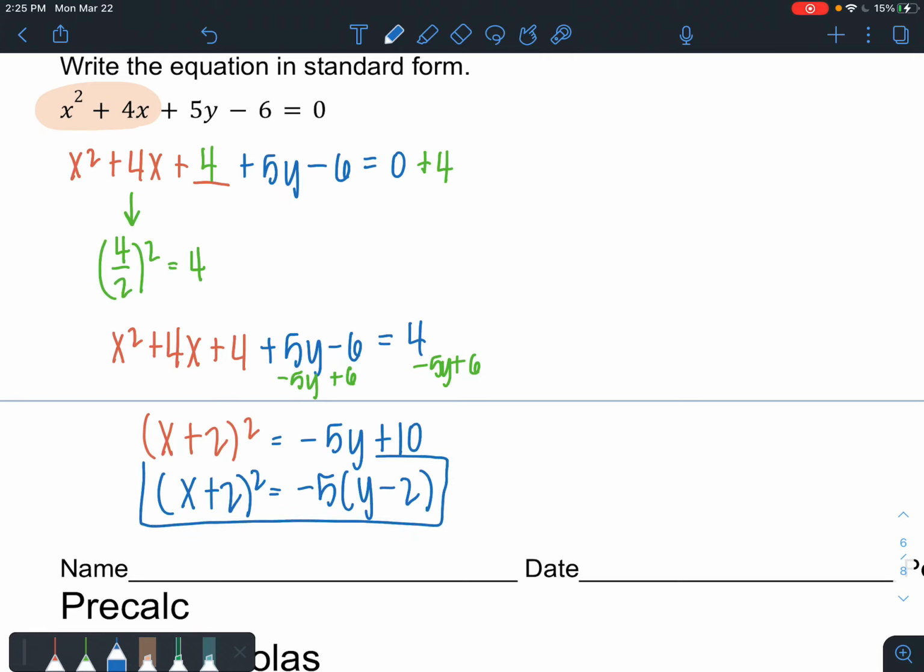So this right here gives me the equation of my parabola, and it doesn't ask for anything else, so we'll just stop there. But we would be able to find the directrix, vertex, and all that stuff from that equation.